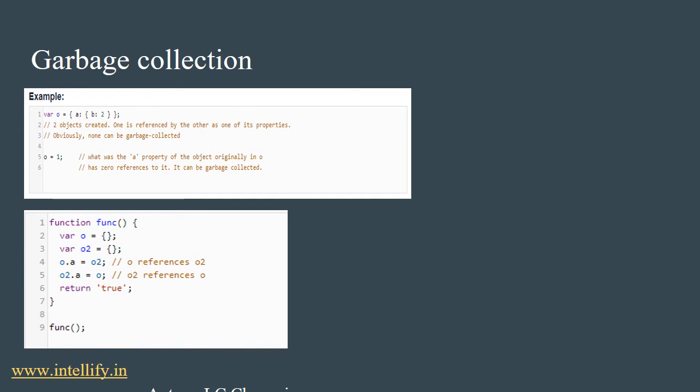So, see here, function func: variable o is equal to an empty object, variable o2 is equal to an empty object, o.a is equal to o2, o2.a is equal to o. o references o2 and o2 references o. So here, the garbage is not collected, even though none can be referenced.